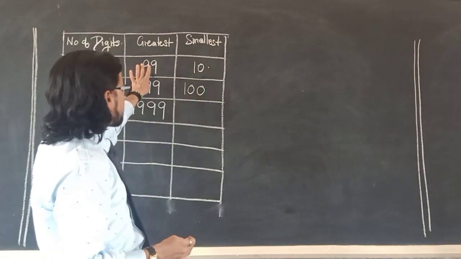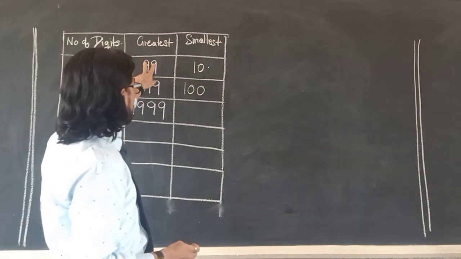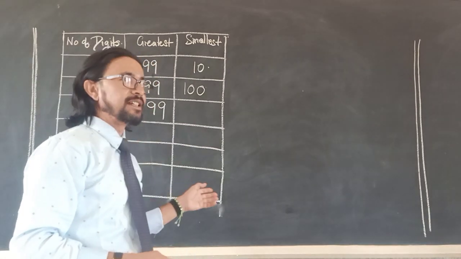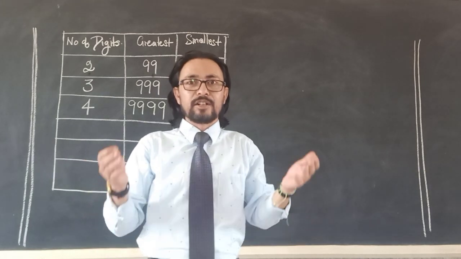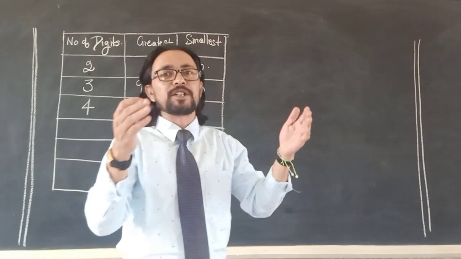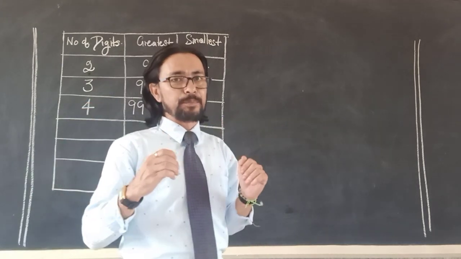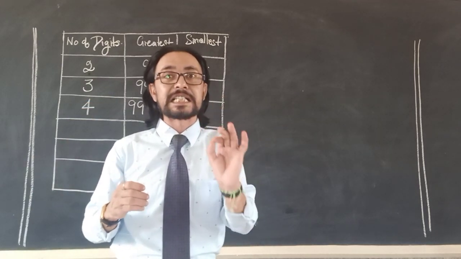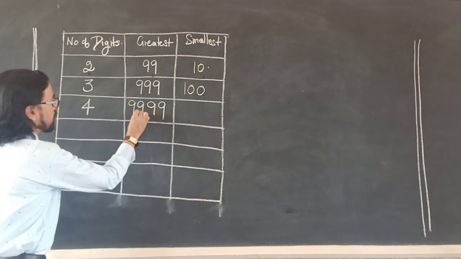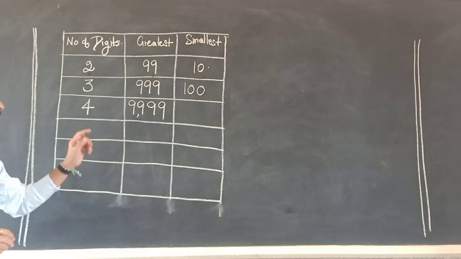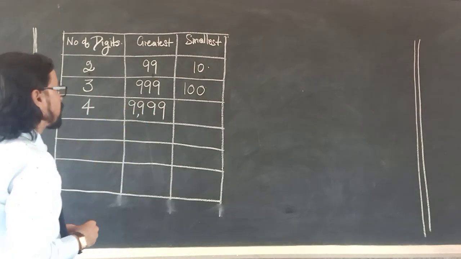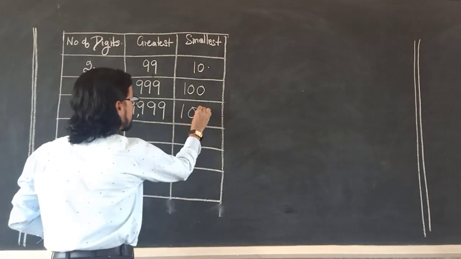Now 1-digit, 2-digit numbers happen to be 2 nines, 3-digit numbers happen to be 3 nines. I don't have to put any commas. The comma only happens after the number has formed into a 4-digit number. Then I can put a comma according to the Indian system of numeration. So here I will put a comma, 1, 2, 3, comma. So I know what my number is. My number is 9,999.